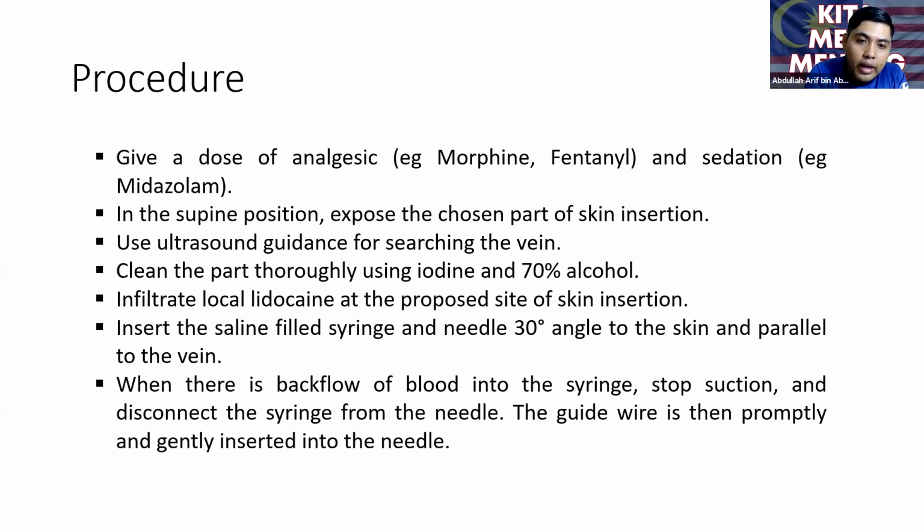We find the vein, and then when we puncture the vein, we try to see whether there is backflow of fluid into the syringe or not. So if there is flow of blood into the syringe, it means that we are already in the vein. However, please be careful. If you see pulsatile flow or something like that, maybe you are in the wrong vessel, which means you may be in the artery. So you need to pull it back.